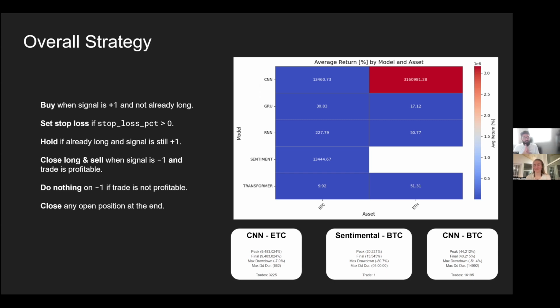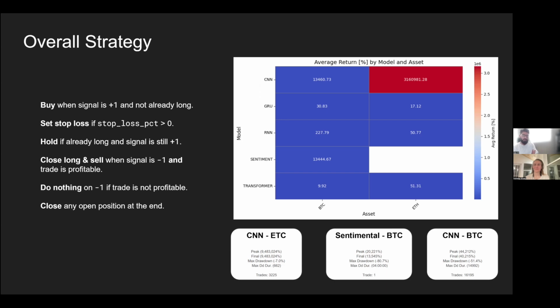So for CNN within Bitcoin, we had about a 13,460% increase. It's a percentage. For sentimental, we had a very similar number as well. The issue with sentimental is that it was very hesitant to make any trades. If you see on the bottom, it only made one trade, and on that it made that much money. So we're still trying to figure out why, how, and when, but those are the numbers we came up with within our analysis.